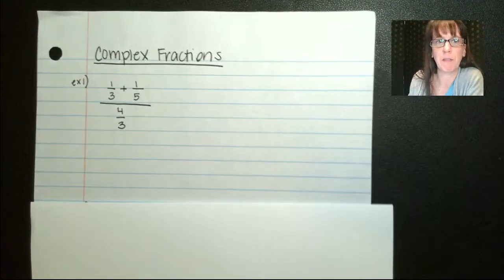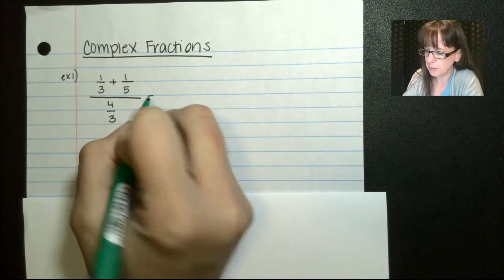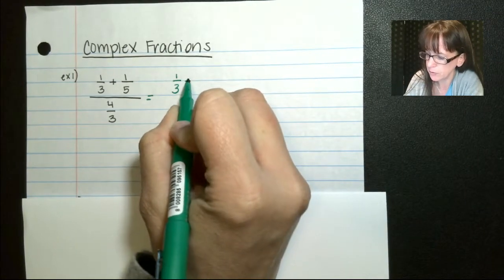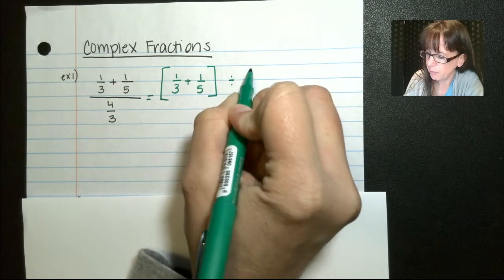Complex fractions are when you have a fraction within a fraction. So what I'm going to do is rewrite this. There's a couple different ways to do this, but I'm going to rewrite this as a division problem. What we have is 1/3 plus 1/5. All of that is divided by 4/3.